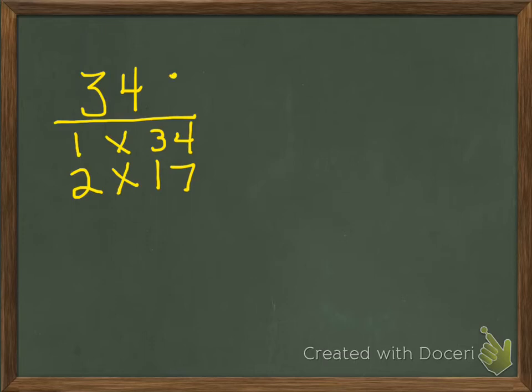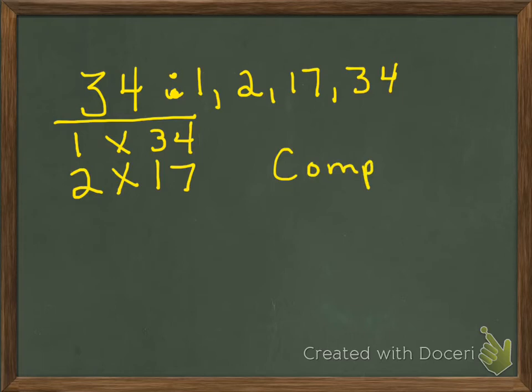So the factors of 34 would be 1, 2, 17, and 34. And because 34 has more than two factors, 34 is a composite number.